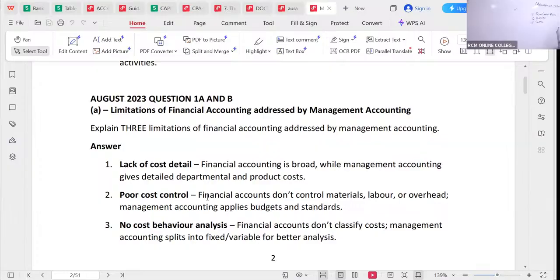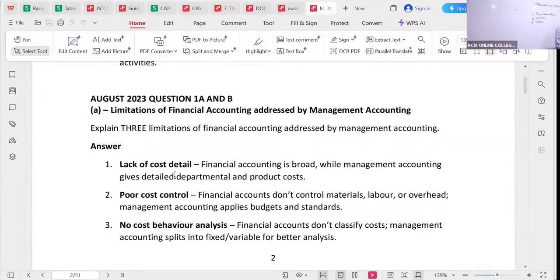Yeah. So you can see there the limitations. Of course, there are so many, but they're only giving us 3. Explain 3 limitations of financial accounting addressed by management accounting. Number 1 is lack of cost detail. Financial accounting is broad, while management accounting gives detailed departmental and product costs. Financial accounting doesn't give costs. Now, poor cost control. Financial accounting doesn't control material, labor, or overhead.